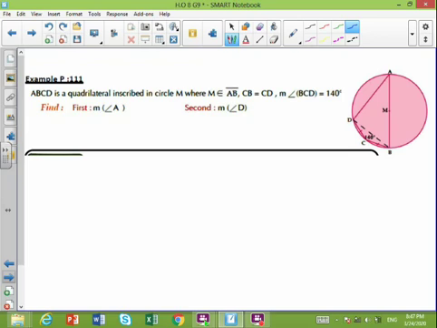ABCD is a quadrilateral inscribed in circle M. M belongs to AB. CB equals CD. Measure BCD equals 140. First find measure of angle A. It is easy to get measure of angle A because this is a cyclic quadrilateral. So measure of angle A will be 180 minus 140, so it will be 40 degrees.